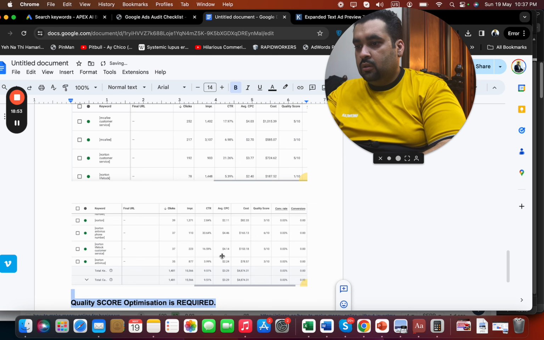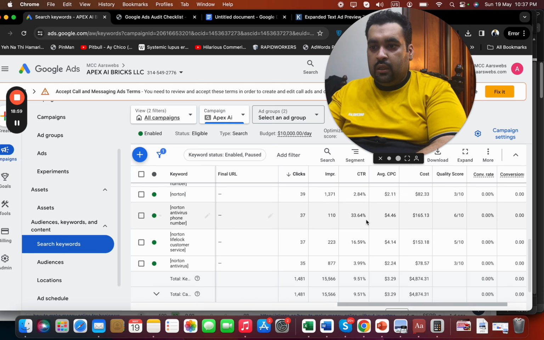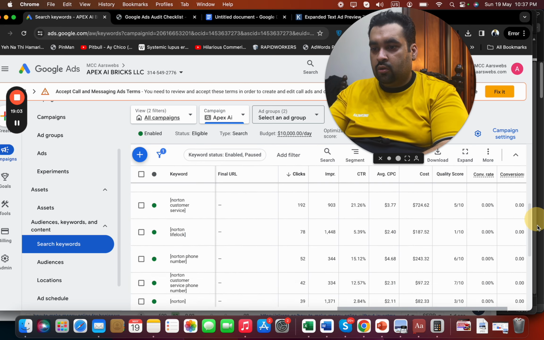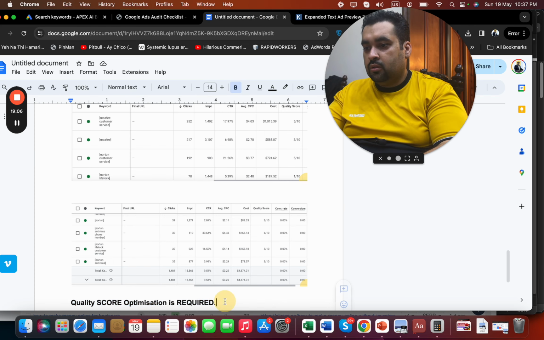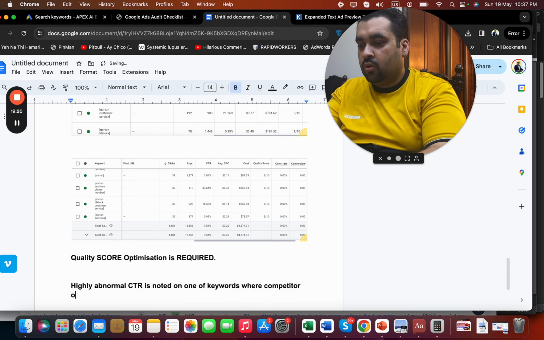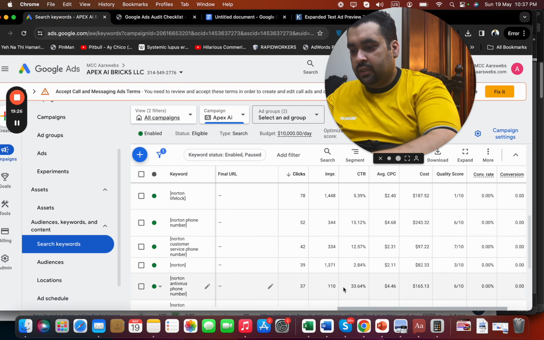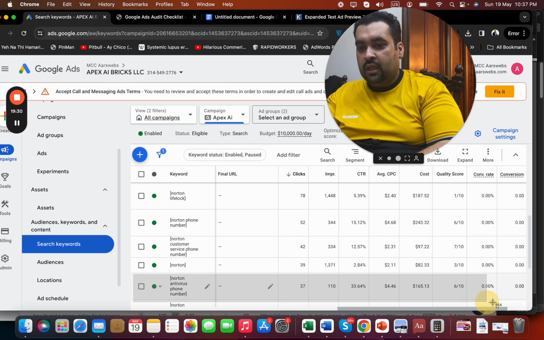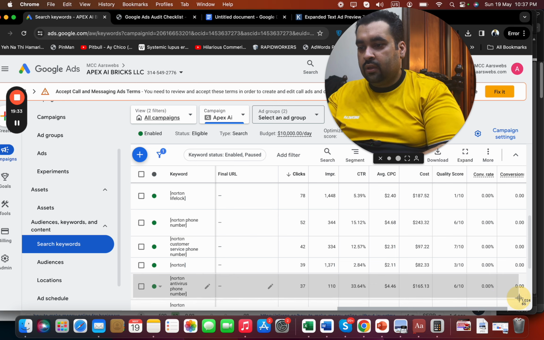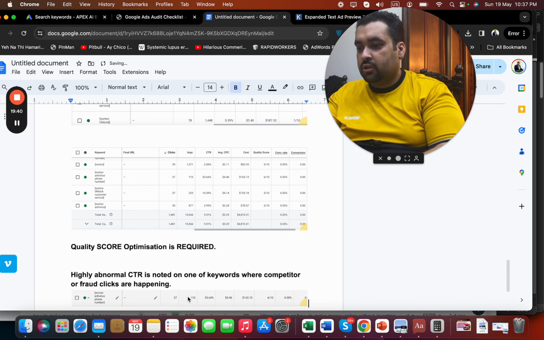Also, there is another thing, I need to see the CTR. 33% is a highly abnormal CTR. So we need to work around that as well. Highly abnormal CTR is noted on one of the keywords where competitor or fraud clicks are happening. We can figure out this one as well, that this is a main point where it's happening. Although it may be doing well, the CTR rate is very high, so you need to look at this data as well.